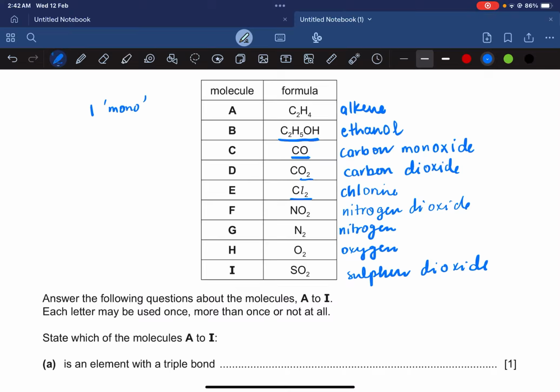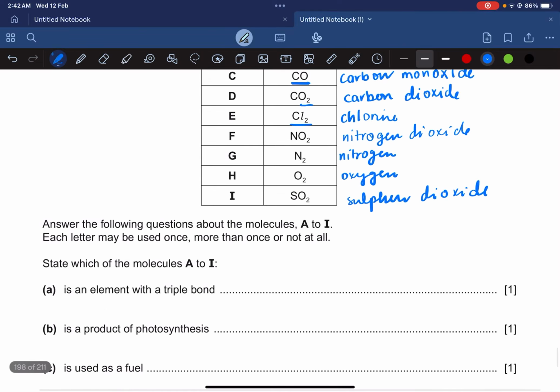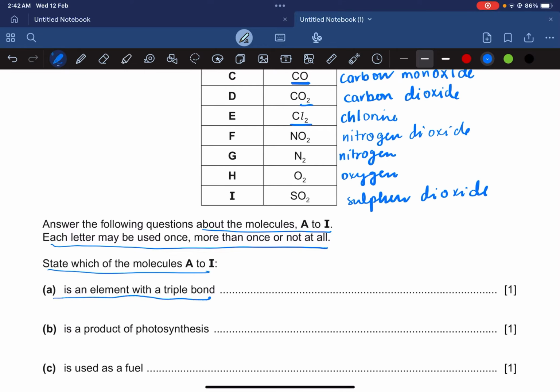Let's start. Answer the following questions about the molecules A to I. Each letter may be used once, more than once, or not at all. State which of the molecules A to I is an element with a triple bond. Okay, so you guys should know that the triple bond is formed in nitrogen.